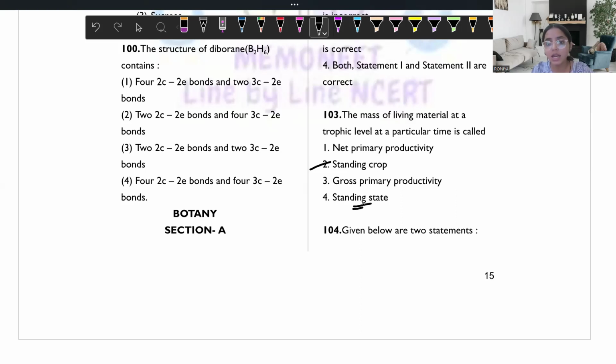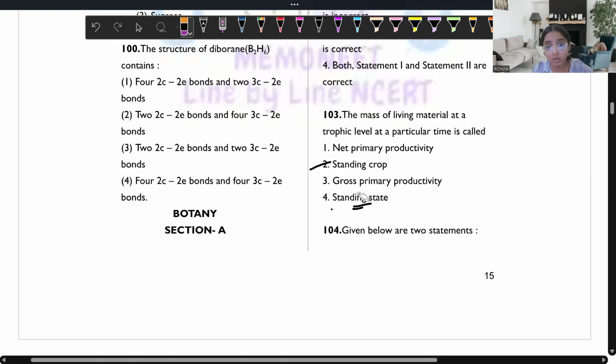What is standing state? Standing state is nothing but a functional characteristic of an ecosystem, which includes different parameters like population size, species, etc. Now, I'll tell you one small equation.